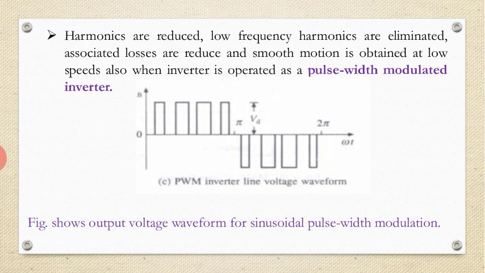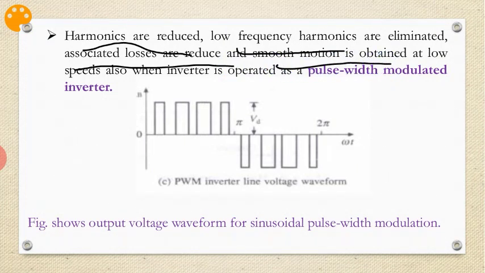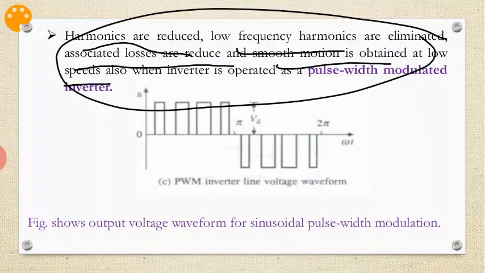When the PWM inverter is used instead of a stepped wave inverter, these are the advantages we obtain. Harmonics are reduced, low frequency harmonics are eliminated, losses are also reduced, and smooth motion is obtained at low speed. These are the advantages when we are using pulse width modulation.